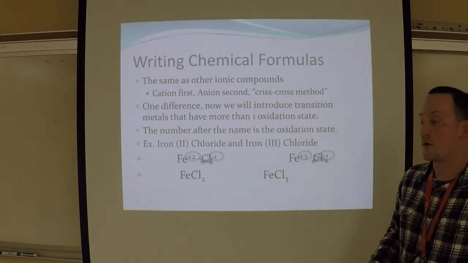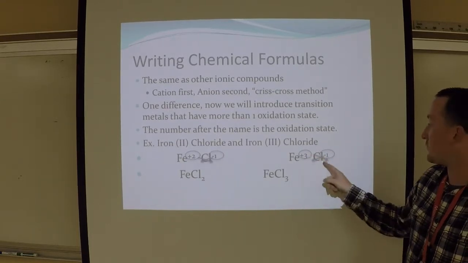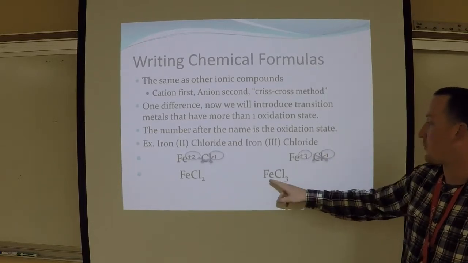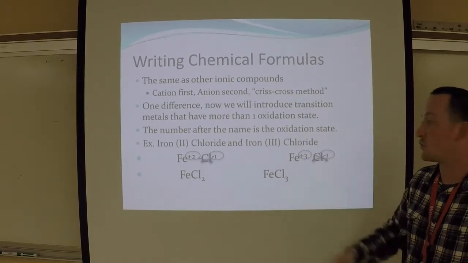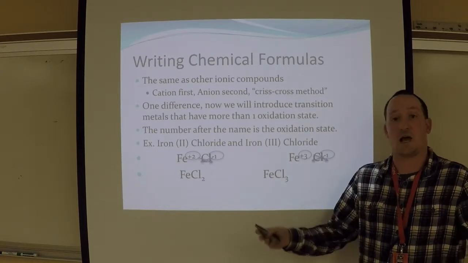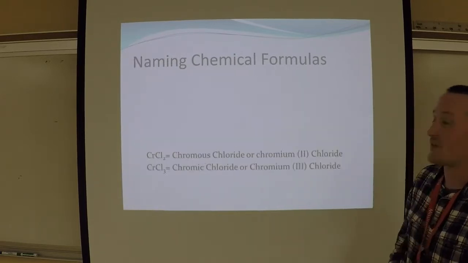For the iron 3 chloride, again, same method, crisscross the charges. I take the 3 and write it down on the Cl, take the 1 from chlorine and write it down on the iron, but remember, we don't need to write ones. So that's how you would write really any ionic formula. You're going to crisscross the charges from the name. So that's the easy part.